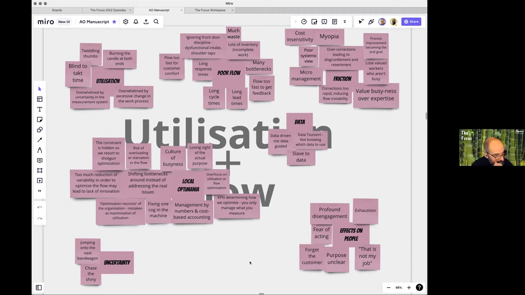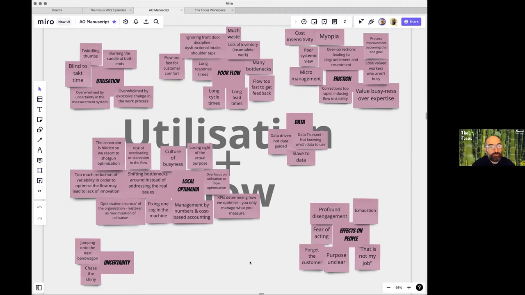sluggish step. So if we're blind to the tack time, if we don't pay attention to what the tack time is in our organization, we may have some difficulties, right? So our flow is going to suffer. And if we're obsessed with flow too much, we may get some trouble in utilization.